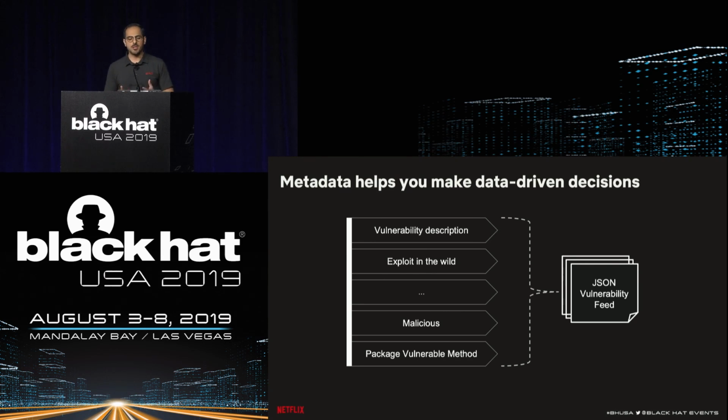So the minimum things you need to have in your feed to be able to automate your solution are the following: the vulnerability description, whether there is an exploit in the wild, whether the particular package or library is malicious, and also whether the package's vulnerable method is ever executed. So this metadata will help you make data-driven decisions to be able to manage and prioritize the risk. And we're going to see that in a moment.